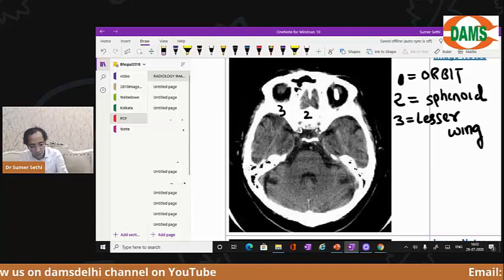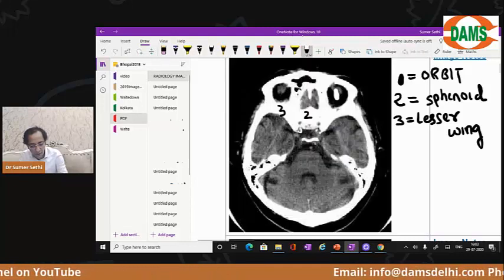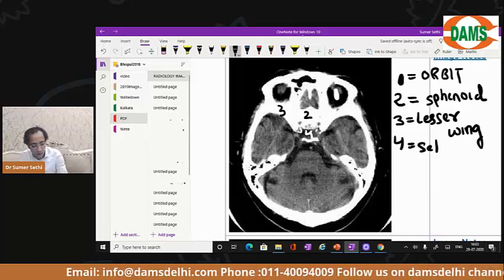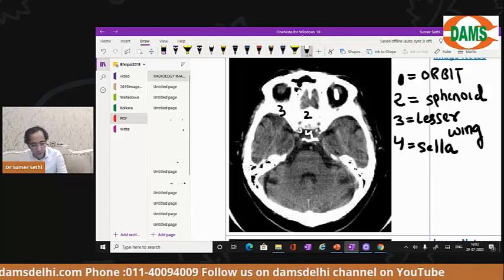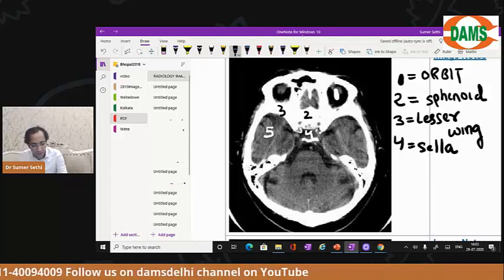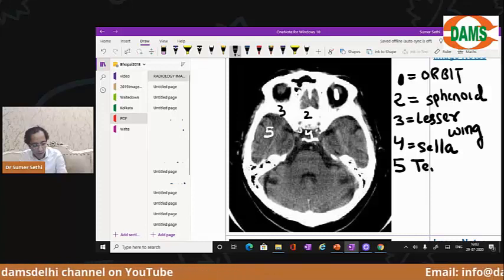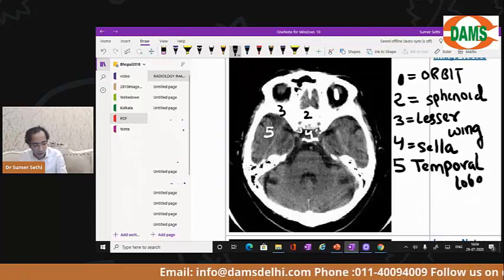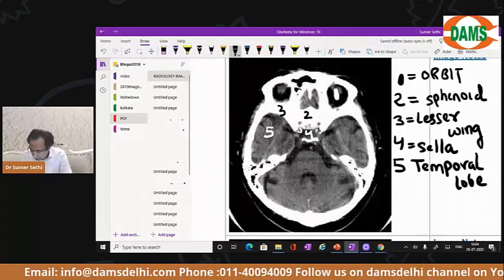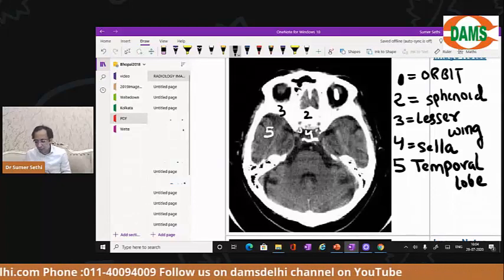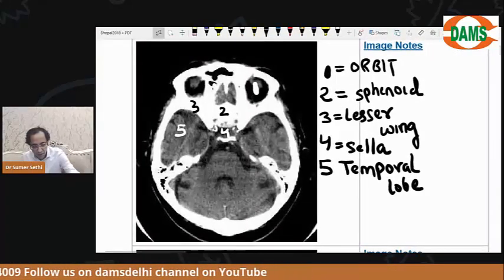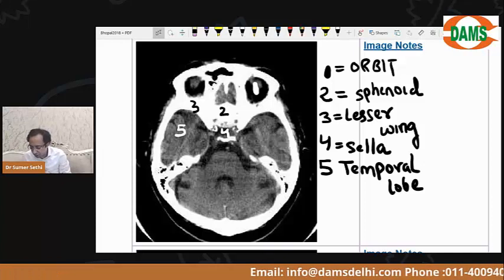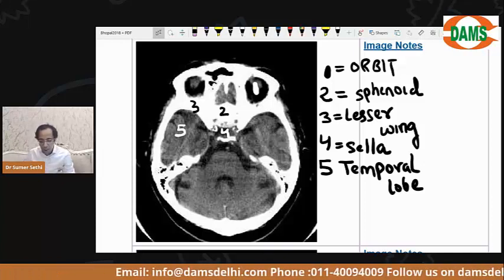Number 4. Let's try to identify, everybody. Please see with me. Number 4 is sella turcica. 5. Temporal lobe. Okay. My question is, why is this number 5 structure the temporal lobe, why is it not the parietal lobe? Because we are at the level of the orbit. You have to understand, once you start understanding, things will become clear.